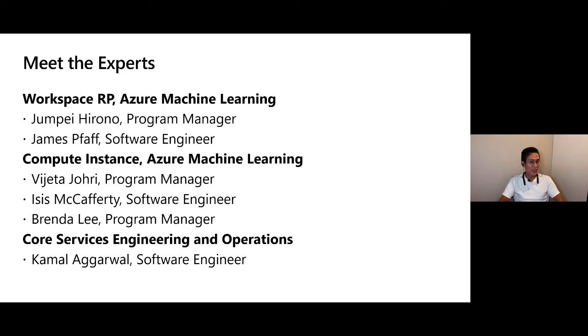Vijeta, do you have any comments on that? Yeah, in the demo, I think we showed some capabilities like no public IP on compute clusters, which is a big enterprise ask, and we also showed RBAC, VNET, private link, and create on behalf of, like enterprise readiness capabilities for compute instance.